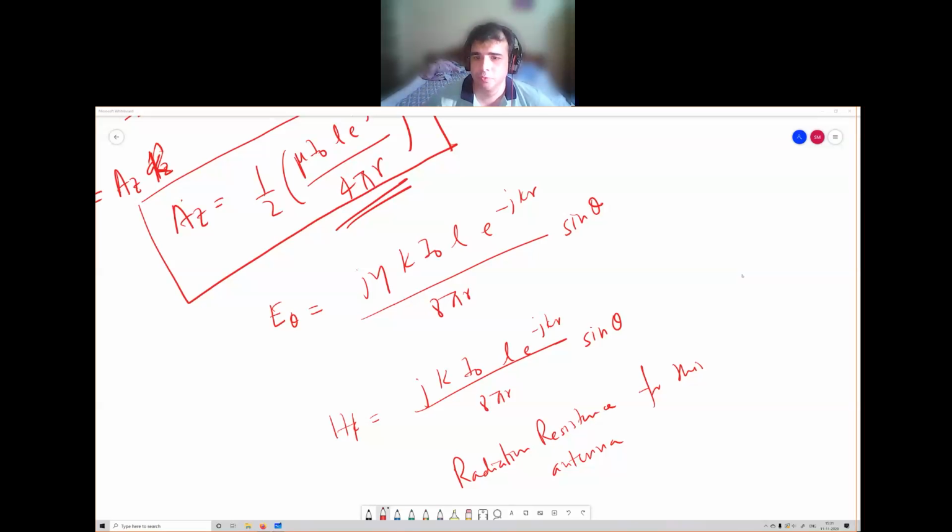Is it okay? Right? Okay. Radiation resistance is given by 20 pi square L by lambda square.